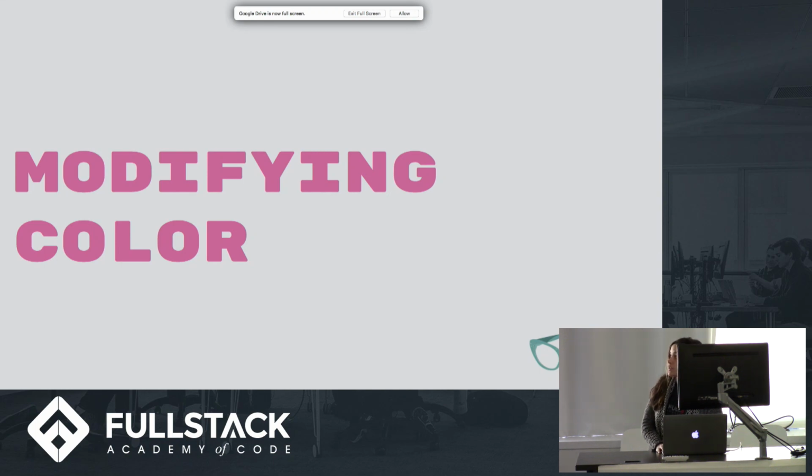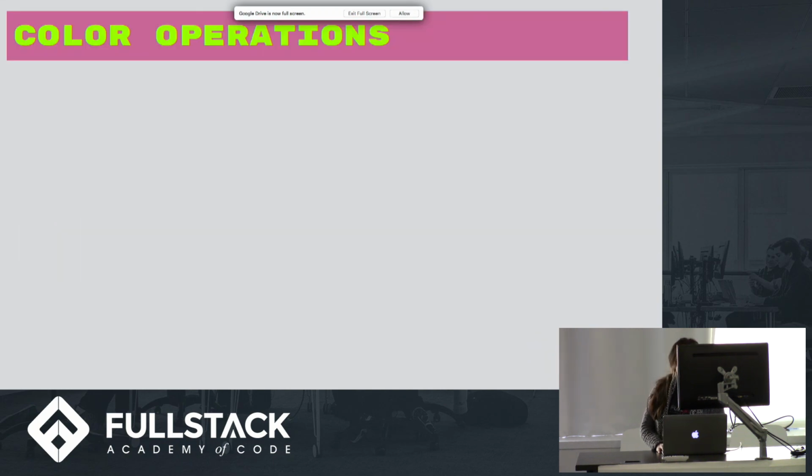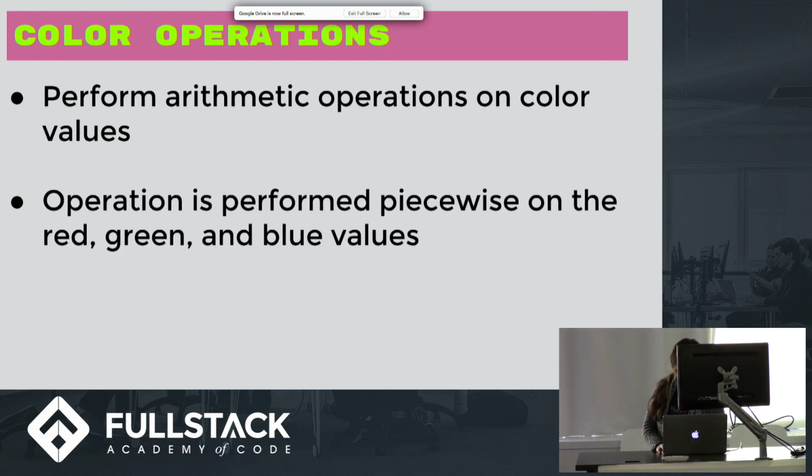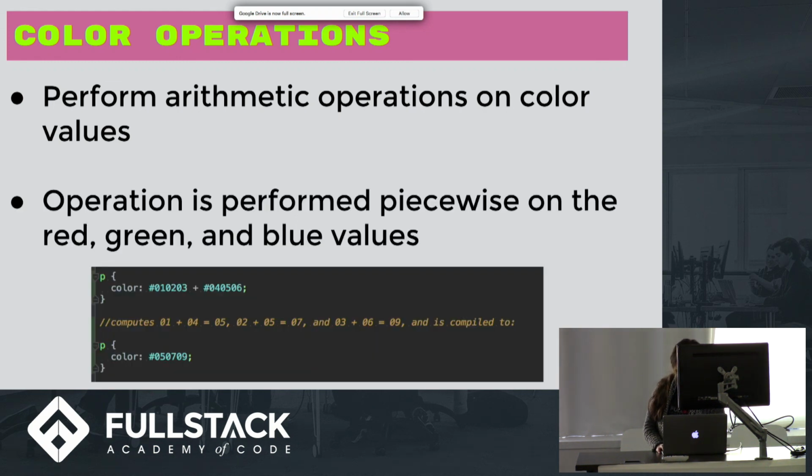Modifying color is a really cool thing you can do in Sass. One way of doing it is through color operations, and you can perform mathematical operations on your color values, and it's done piecewise. What that means is there's the red, green, and blue in the hex values, and you just add the first two numbers together. So like the 01, the 02, it's kind of hard to see from there, but anyways, they're added together and it's compiled to that one color.